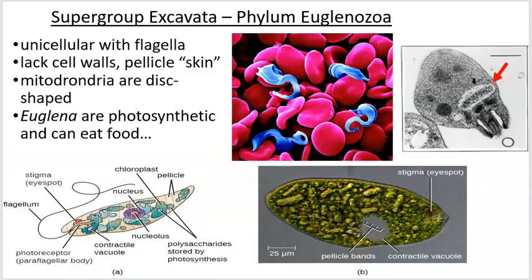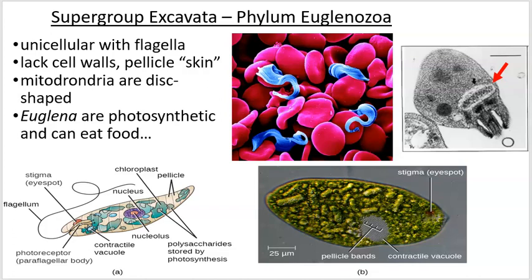Now, if we look at another group that's related, again, still in that supergroup Excavata, is the phylum here with the Euglenozoa. And if you take a look at that, the zoa part is referencing that they are animal-like. But if you look at the Euglena and you look at this little photomicrograph here, you can see there's a lot of green inside of there. These guys in the Euglena, they are photosynthetic.